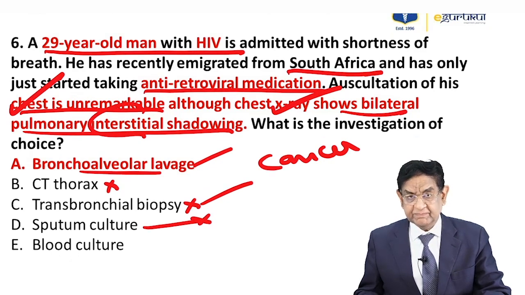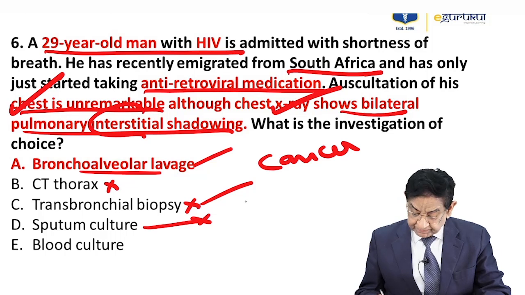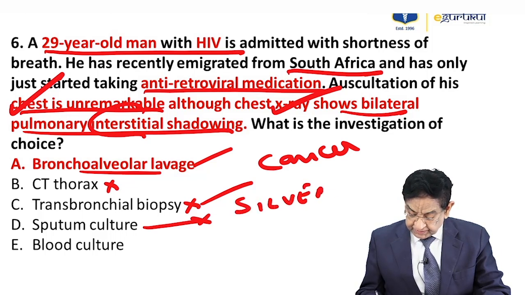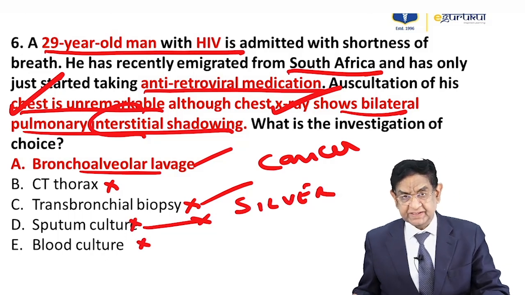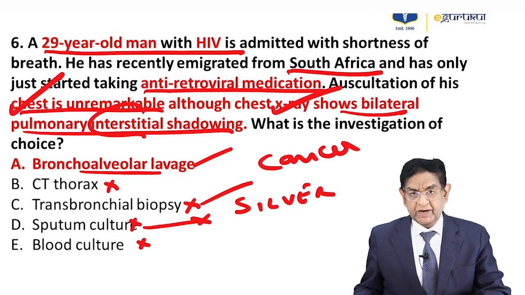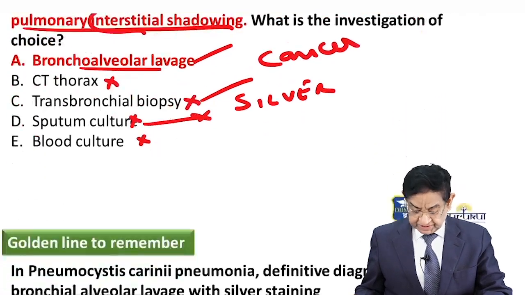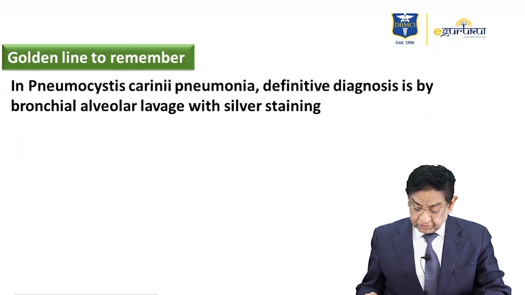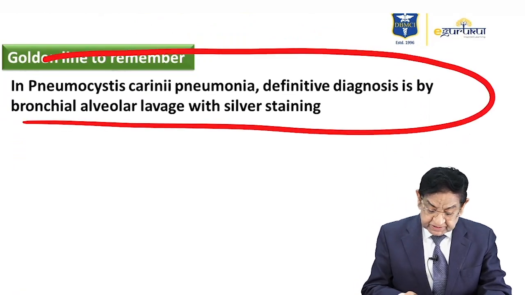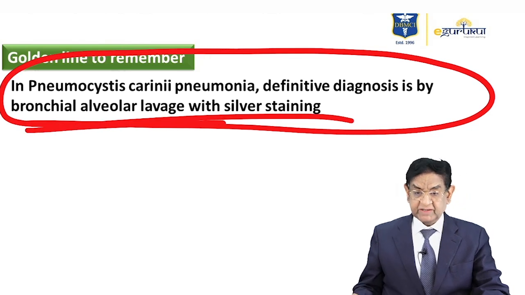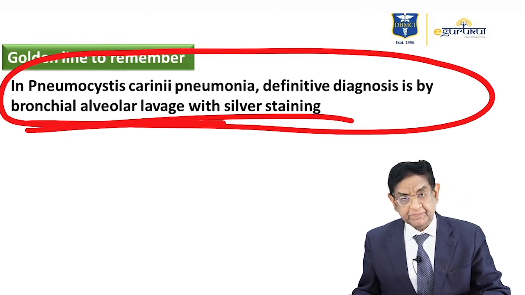We simply need BAL, and we have to stain with silver stain. Blood culture and sputum culture are not going to give us any result. Bronchoalveolar lavage is the best investigation. The golden line to remember is that in pneumocystis carinii, the definite diagnosis is by bronchoalveolar lavage with silver staining.